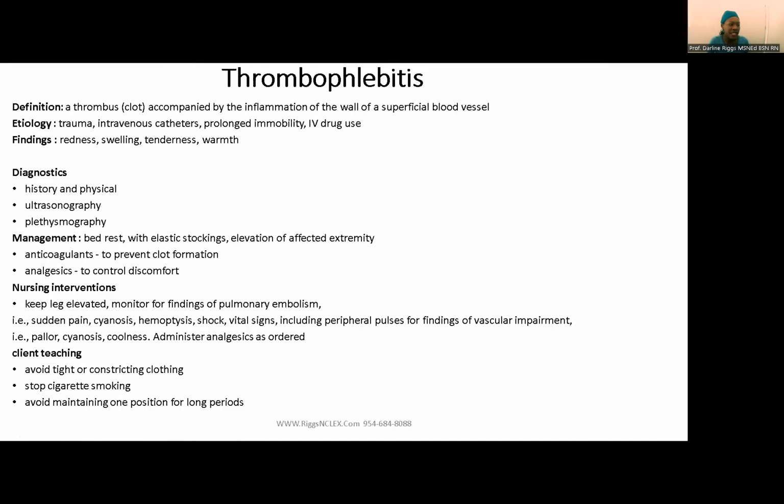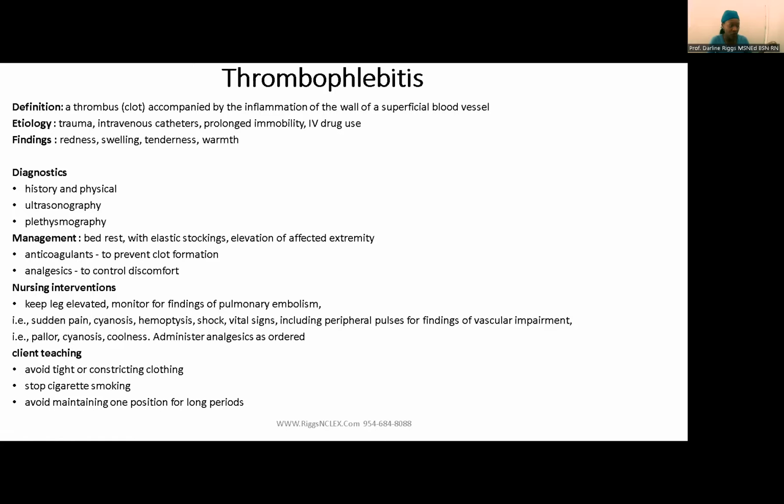Now, as it is in the lower extremities, priority: bed rest. Why? Because if the client gets up and walks, you move it. And where is it going to go? The lungs. It's going to travel and block the way. There's not going to be any oxygen. So that's now pulmonary embolism. We don't want that. So management: bed rest.